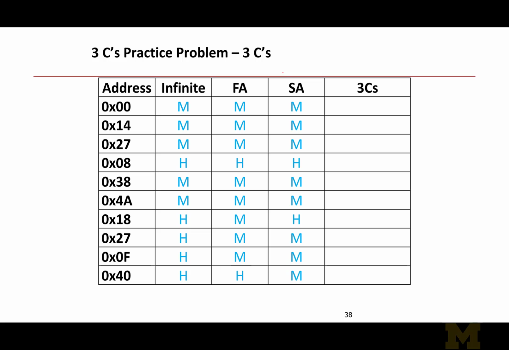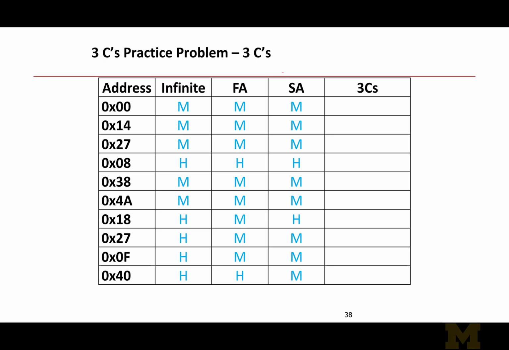Okay, so what I have done in this table here is I've taken all the results from your cache simulation and tabulated them, and now we are going to go through this table and classify a miss into one of these 3 types.